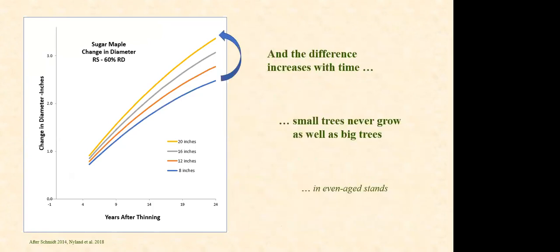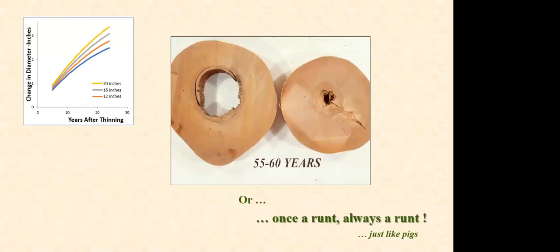Notice here too that as time passes, the difference in the rates of growth between small and large trees becomes greater and greater and greater. So there's a much greater spread in differences in growth at 24 years after thinning than there was at 4 years after thinning. Small trees grow better after thinning, but never grow as well as big trees. And in even-age stands, once a runt, always a runt.